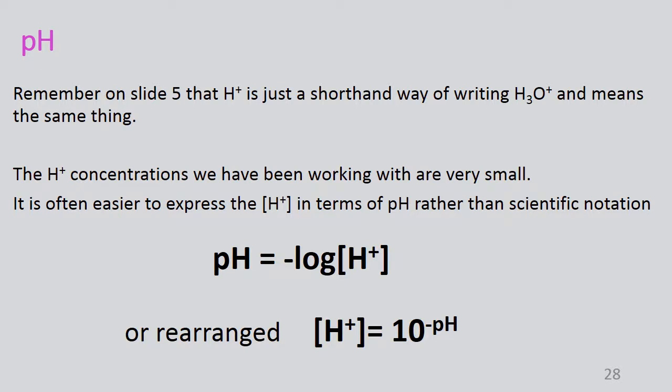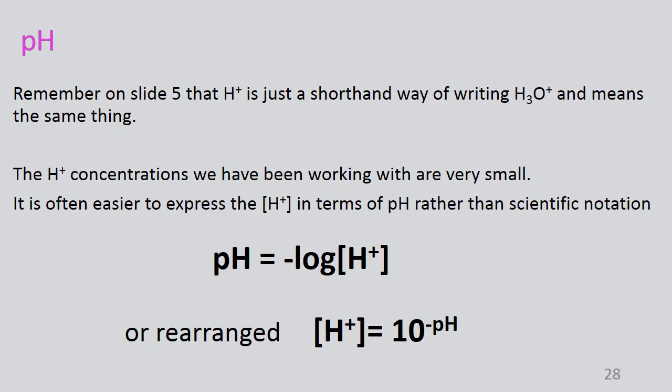Now notice that those numbers have been really small. 1 times 10 to the minus 5th, 2 times 10 to the minus 10th, very small numbers. And so it's often easier to express the H plus in terms of pH. So what is a pH? Well, here's the official definition. pH equals the negative log of the H plus concentration.